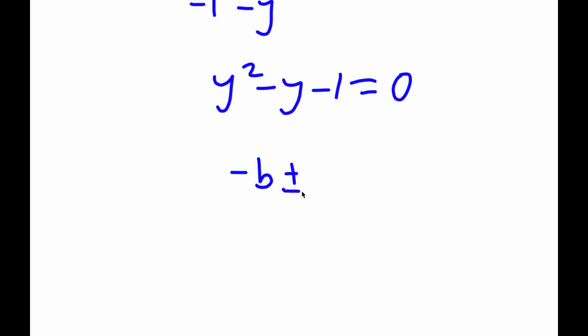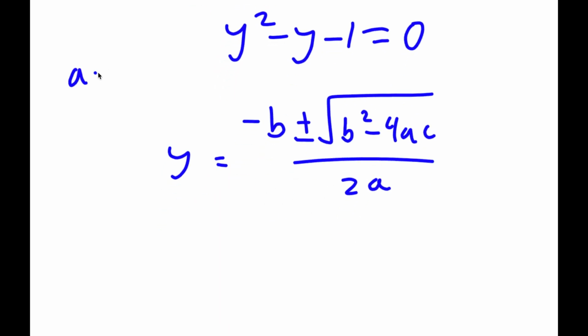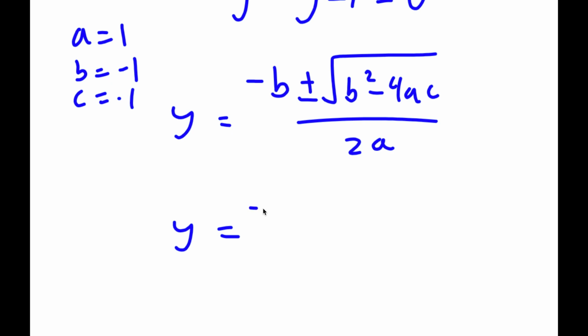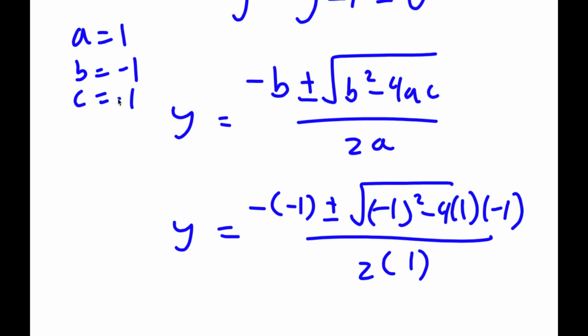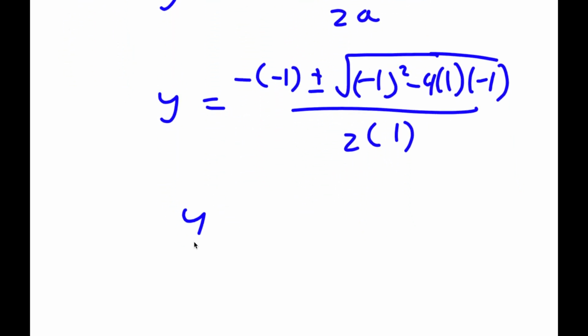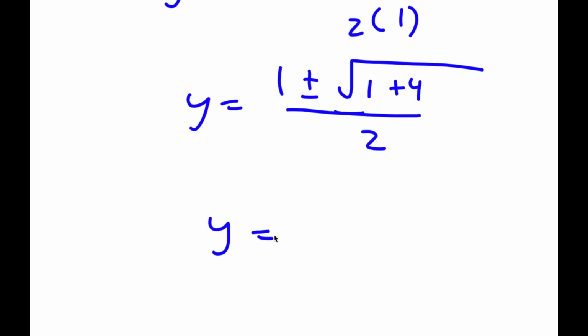So I'm going to use the quadratic formula, which is negative b plus or minus the square root of b squared minus 4ac all over 2a. So in this case, a is equal to 1, b is equal to negative 1, and c is equal to negative 1. So now I have y is equal to negative of negative 1 plus or minus the square root of negative 1 squared minus 4 times 1 times negative 1 all over 2 times 1. And now this simplifies to 1 plus or minus the square root of 1 plus 4 over 2, which is equal to 1 plus or minus the square root of 5 over 2.